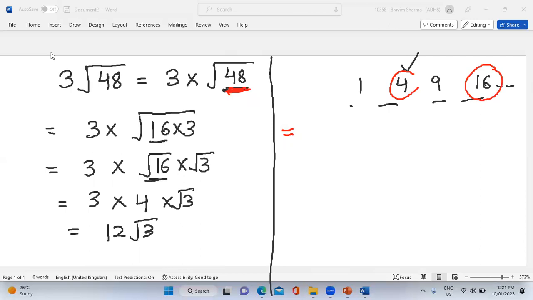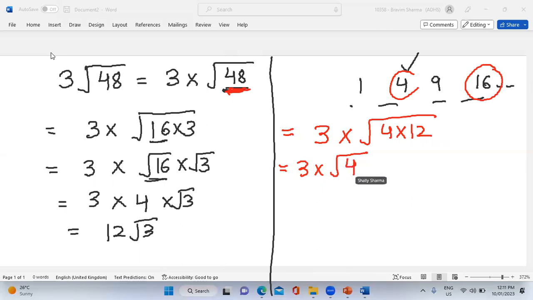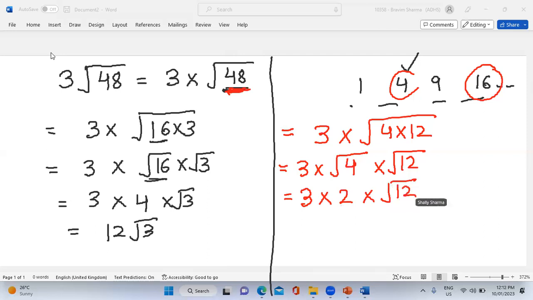So I started with 3 times 4 times 12, and then I see this is 3 times square root of 4 times square root of 12, and then I can write it 3 times square root of 4 is 2 times square root of 12. And this will be equal to 6 square root of 12. But now I feel this square root of 12, I can further simplify.